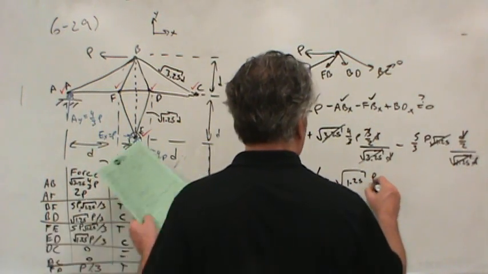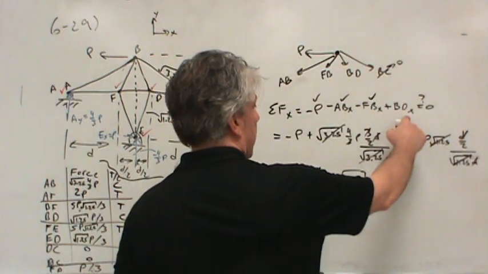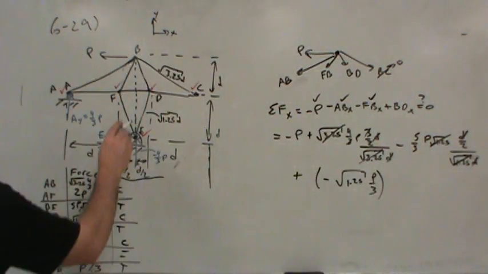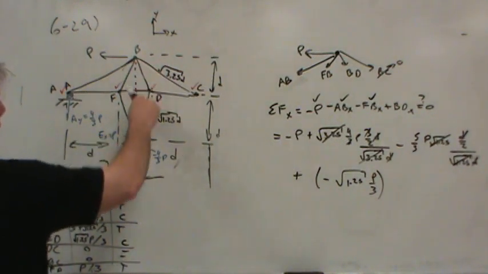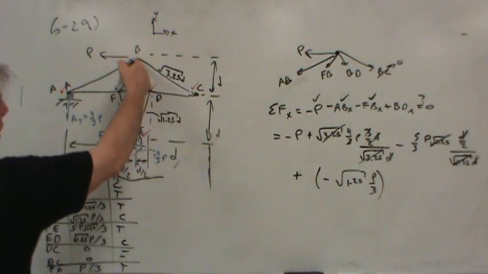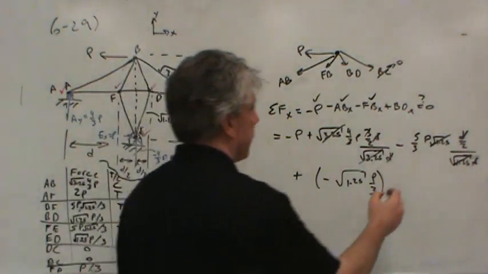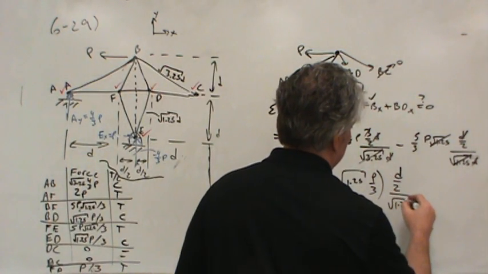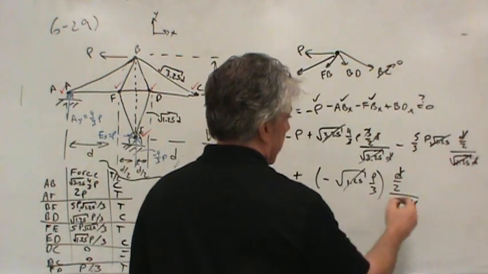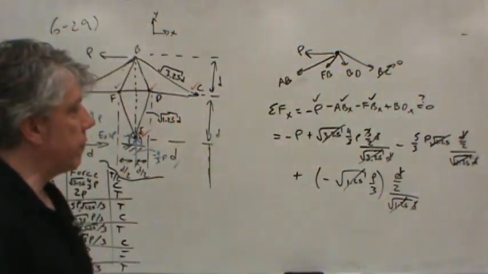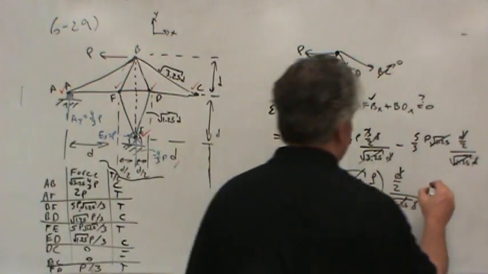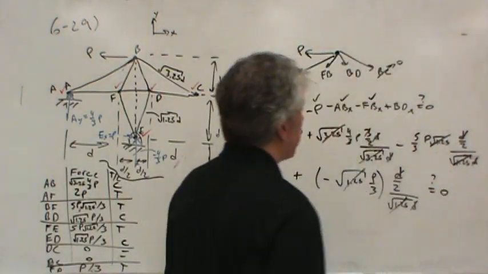BD P over 3. But again, I only want the horizontal component. So let's multiply it by whatever factor necessary to get the horizontal component of BD. So that's D over 2 over the hypotenuse. D over 2, and this hypotenuse is root 1.25 D. So again, the square root of 1.25 and the D's cancel. And the question is, does all this come out to 0, or did I make another mistake along the way?